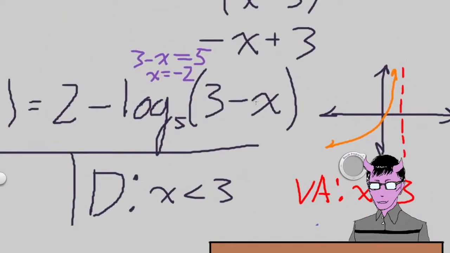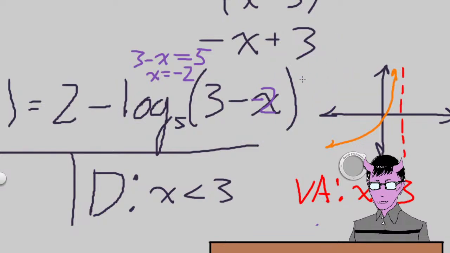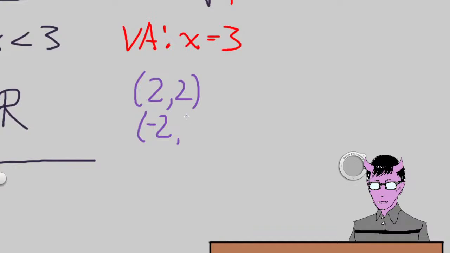So what happens when x is negative 2? We get 3 minus negative 2, which is positive 5. So this whole thing transforms into log base 5 of 5. And that's the type of number that we like, because we know that evaluates to 1. So when this whole thing becomes 1, it becomes 2 minus 1, which is just 1. And then those will be 2 adequate anchor points.